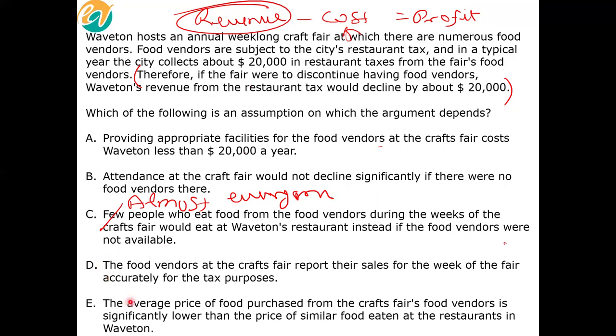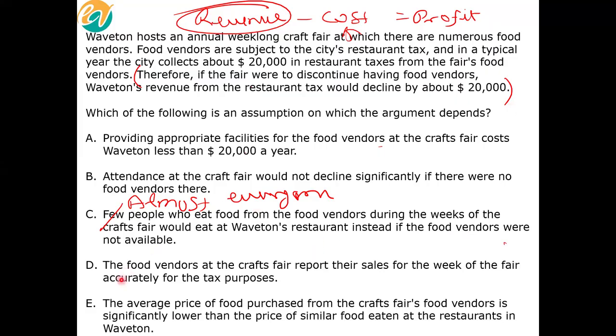Okay, how about David? The food vendors at the craft fair report their sales for the week of the fair accurately for tax purposes. Now, first of all, even if it was inaccurate, there is nothing to differentiate what that inaccurate position would make. Whatever it was, it would reduce. Basically, that's the whole point. Even if $20,000 was inaccurate, ultimately the whole idea is that it will come to zero if food vendors discontinue.